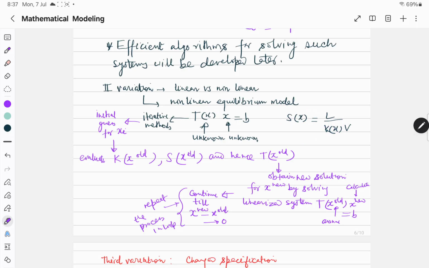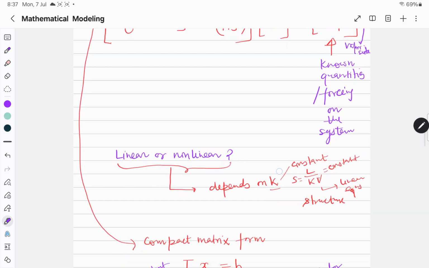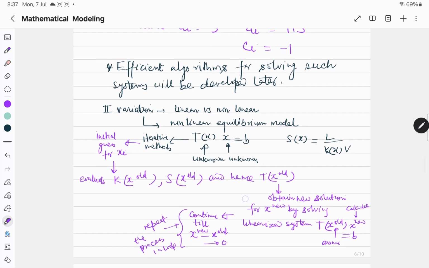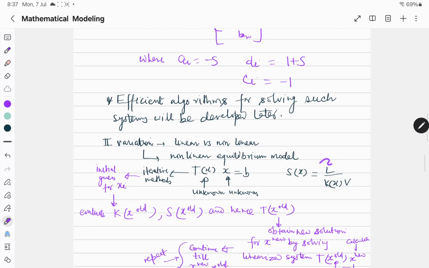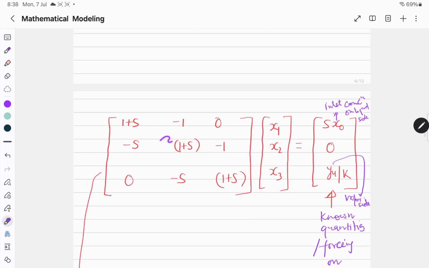So s will vary also with x, and t is dependent on s. Okay, t is dependent on x, so t will be a function of x. So both are unknowns, so we will use the iterative method. First we guess the value of x, xi, calculate k based on the assumed value, and based on k we will calculate sx old, and hence we will calculate tx old, because t will be dependent on s, right?